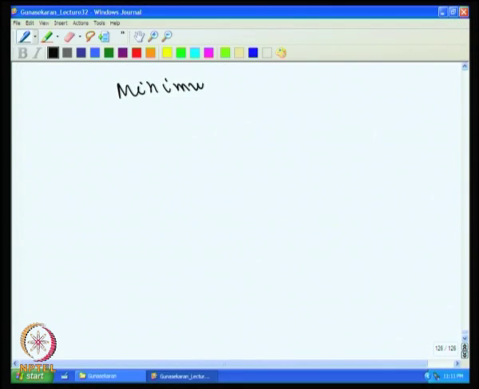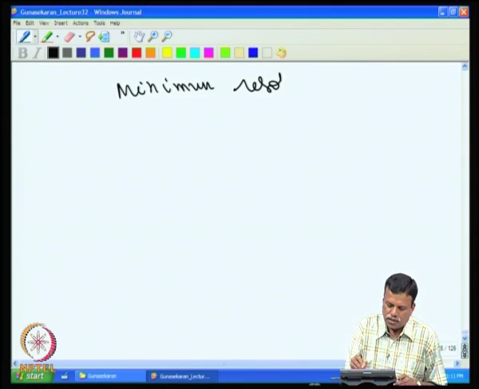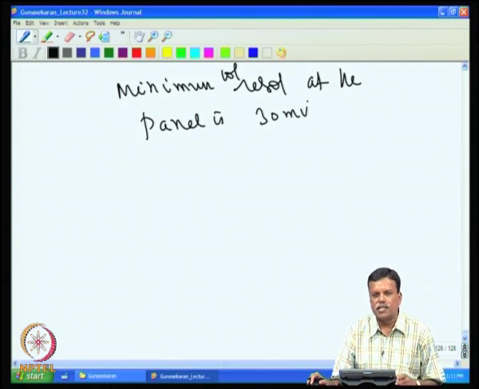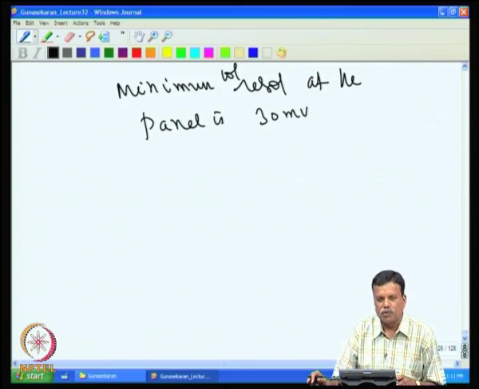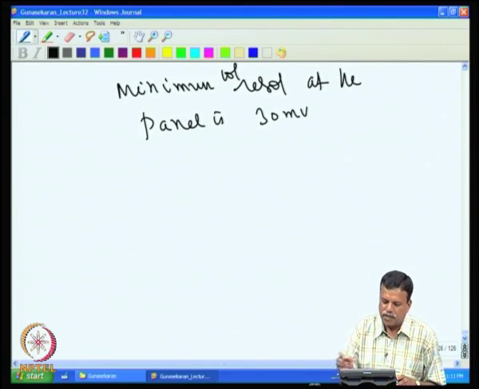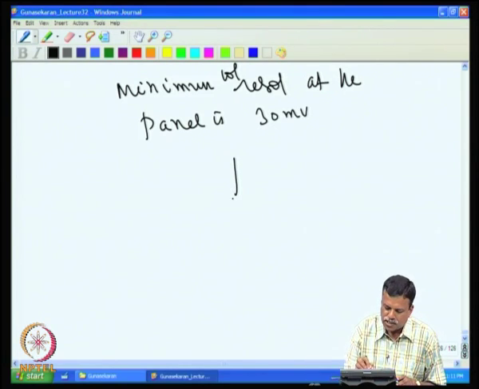So the voltage resolution at the panel is 30 millivolt. Sometimes if the charging current is small, then you will not get 30 millivolt difference between the battery and the panel, because we have the two switches, and the on resistance of the two switches is actually very small.